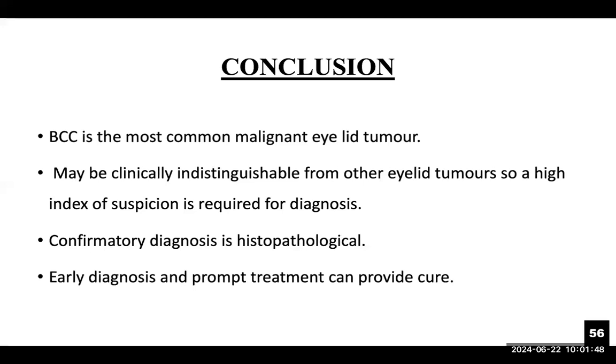So in conclusion, basal cell carcinoma is the most common malignant eyelid tumor. It may be clinically indistinguishable from other eyelid tumors, so a high index of suspicion is required for diagnosis. Confirmatory diagnosis is histopathological, and early diagnosis and prompt treatment can provide cure.